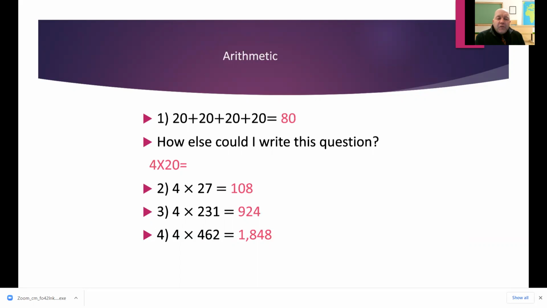And finally, 4 times 462. We do 4 times the 2, which gives us 8. We then do 4 times the 6 tens, which gives us 24 tens. So 4 goes into the answer and 2 comes across into the hundreds column. And then we do 4 lots of 400, which is 16 hundreds, plus the 2 that we've carried across. So we've got 18 hundreds, so 1,848. Well done if you got all those correct.